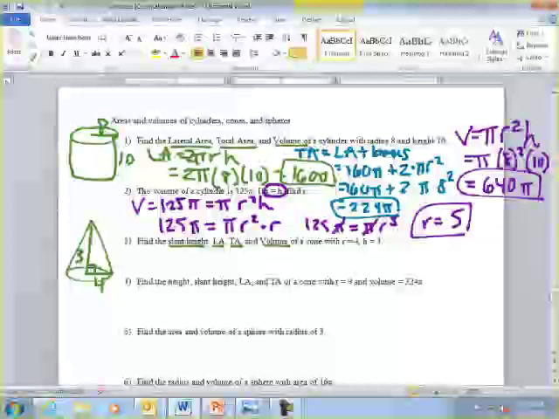This one happens to be a nice one. 3, 4, 5 is a special triangle for us. That comes up a lot. The Pythagorean theorem will get you there anytime because we have a right triangle. So our slant height is 5. So that's the first thing we were asked to find.